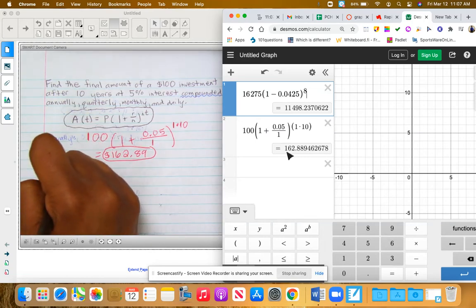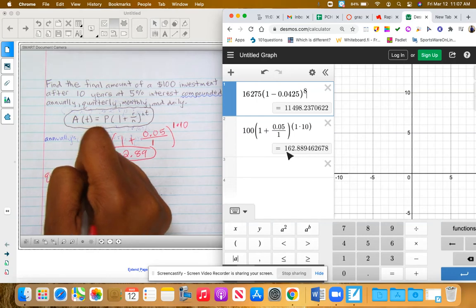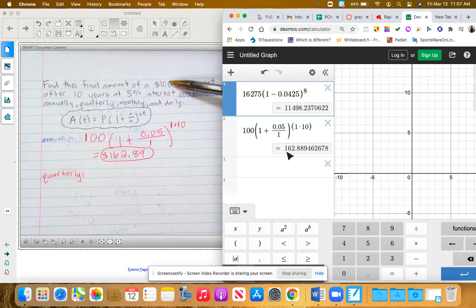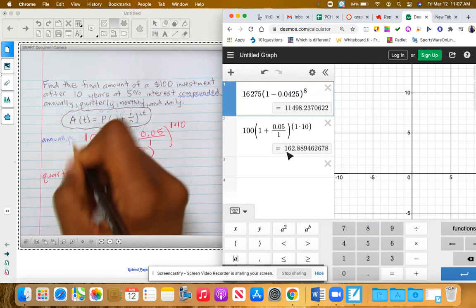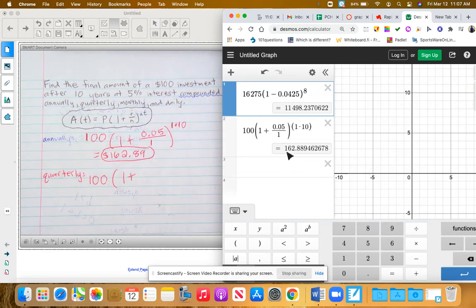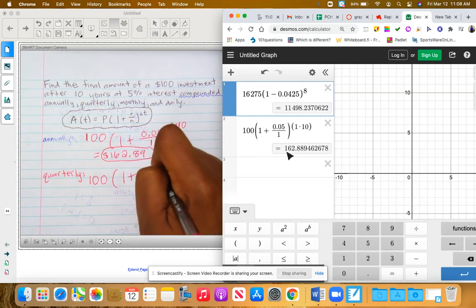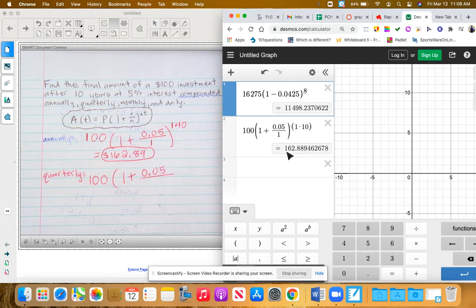So this one is going to be quarterly. Same thing. We're still going to start with 100. That's going to go in. 100, 1 plus. R is still our rate. We're still working with the same problem, so we're going to change that to 0.05. N is how many times it's happening per year. Since I'm doing quarterly, quarterly means 4.